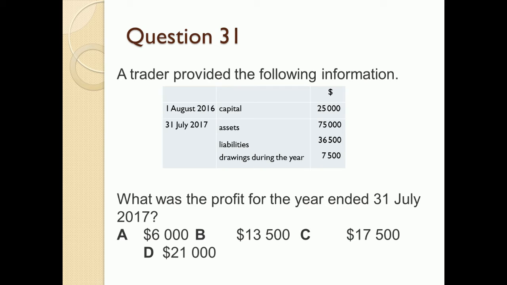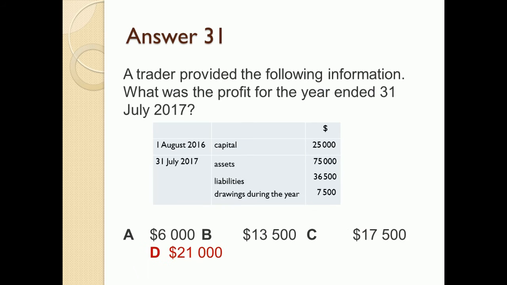What is net worth? Net worth means closing capital minus opening capital shows your profit if there aren't any drawings or fresh capital. If there are drawings, as in this case, what will you do? You have to find out closing capital by subtracting liabilities from your assets. So you will arrive at closing capital, add drawings to it, and less opening capital, which is 25,000. You will arrive at the answer. So the answer is here, that is 21,000.